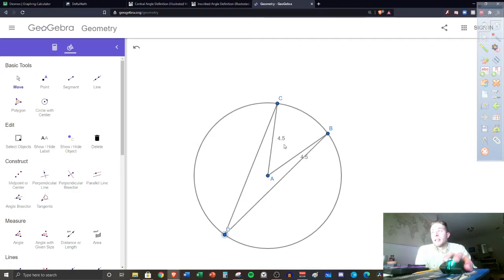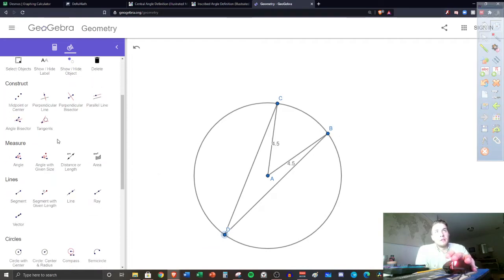All right, now we're going to do some more measuring. I want you all to do this with me. Hopefully you've got this. If you need to rewind, do that. Scroll down to the measure section here, and we want to measure both of these angles. All right, we want to see what their measurements are.